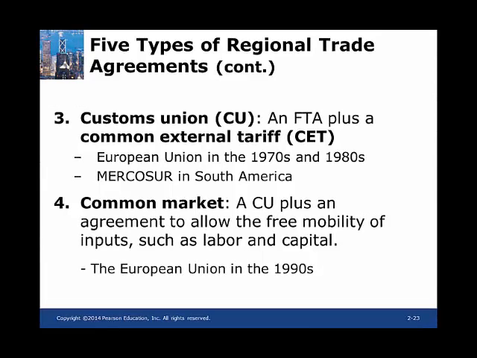Customs union, an FTA plus common external tariff. For example, the European Union in the 1970s and 1980s, and Mercosur in South America. Common market, a CU plus an agreement to allow the free mobility of inputs such as labor and capital. The European Union in the 1990s.